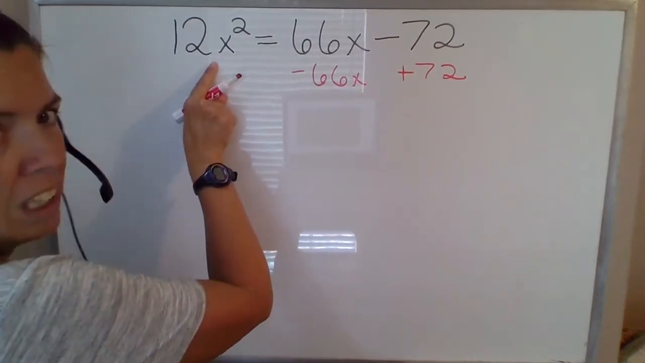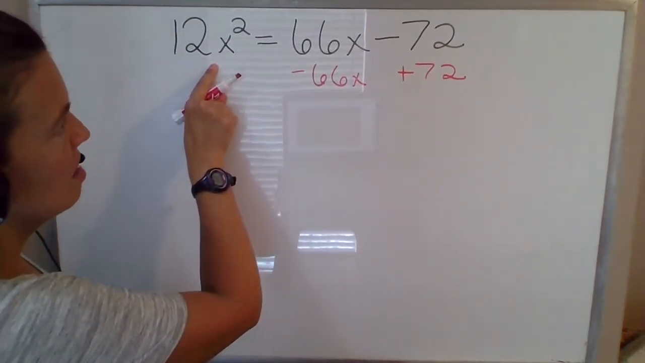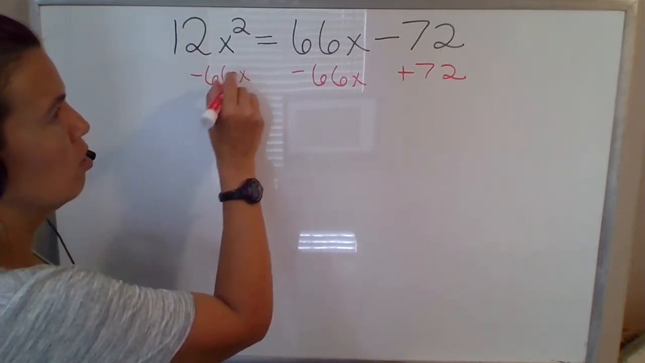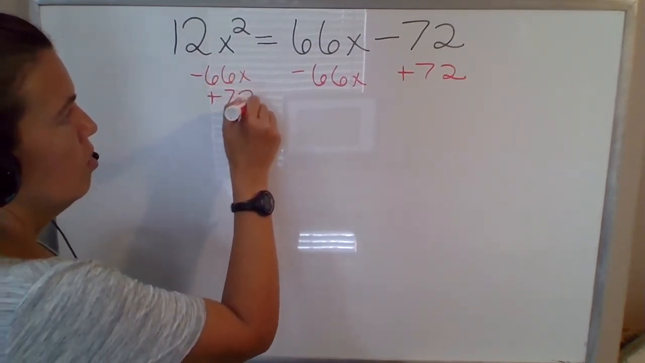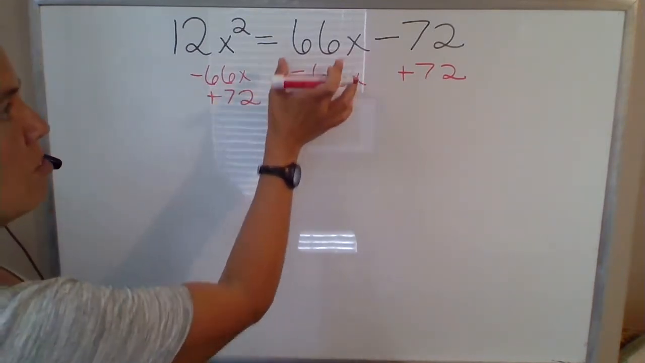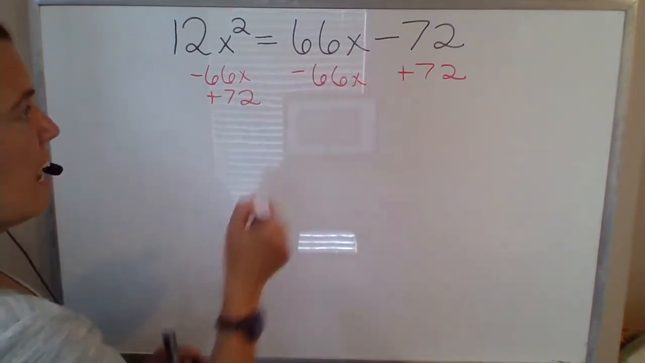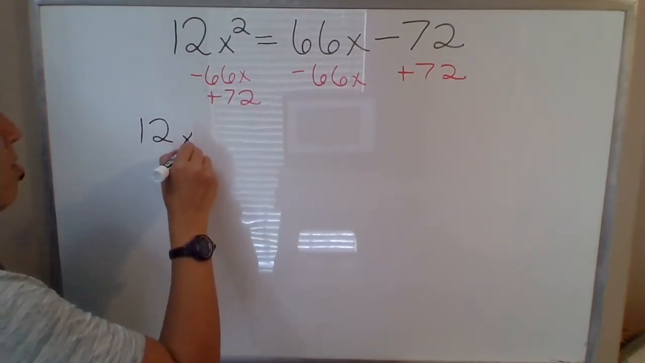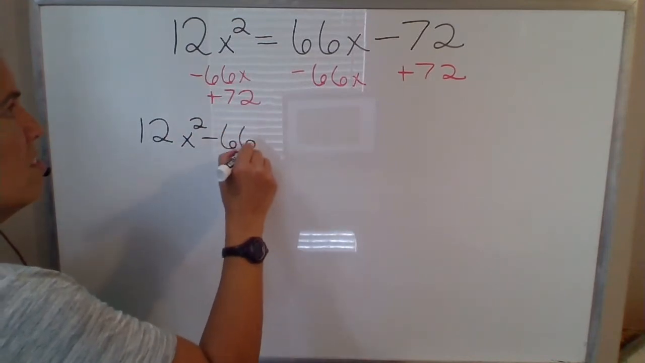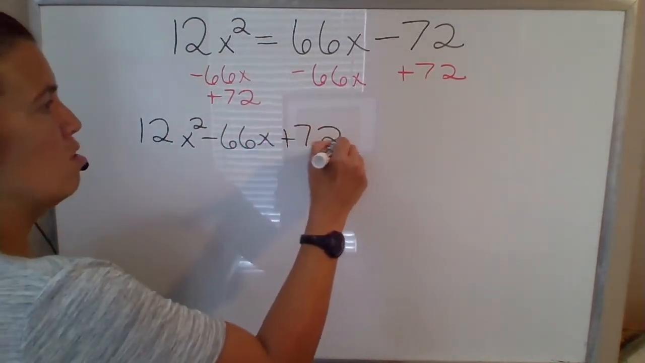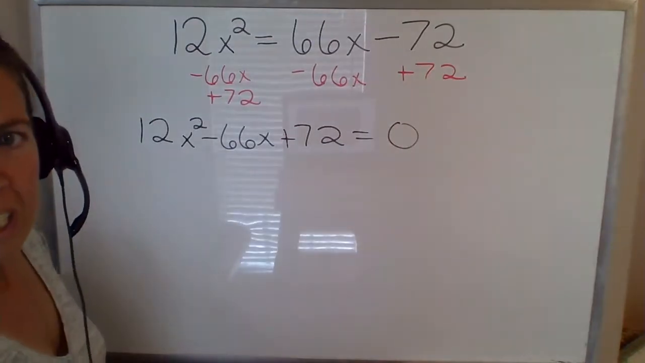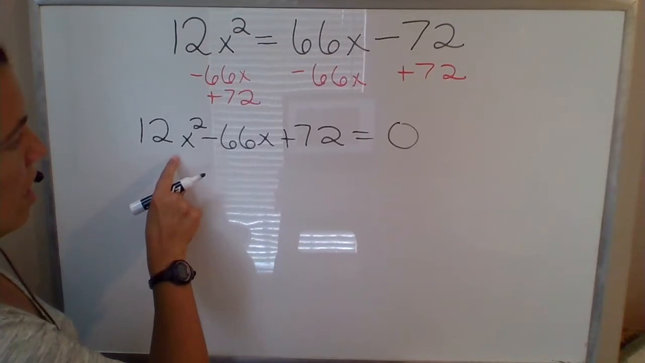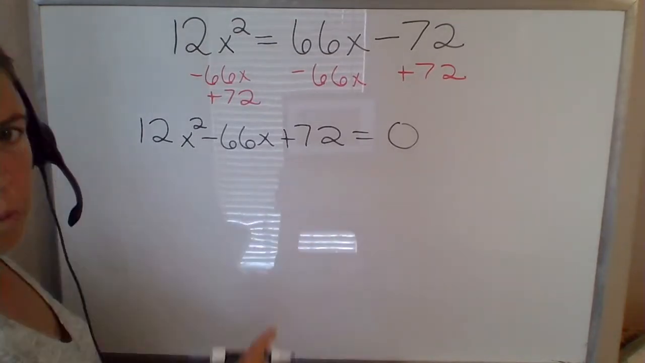I prefer to keep the squared term positive. That tends to make these expressions easier to factor when the squared term is positive. So I'm going to do the same thing to both sides. So subtract 66x and add 72 so that the left-hand side of this equation becomes 12x squared minus 66x plus 72 equals 0. Now, something else to note, just looking across this equation, is that everything is divisible by 6.